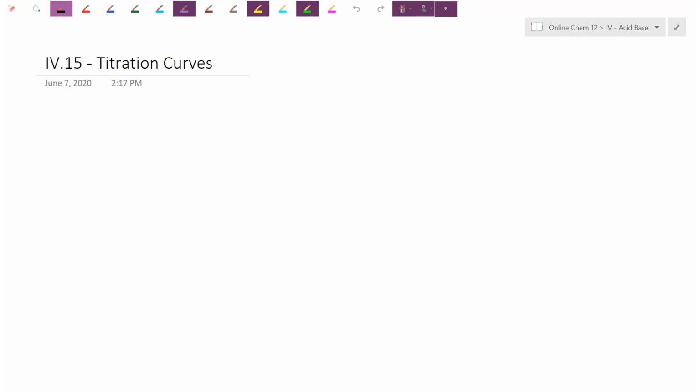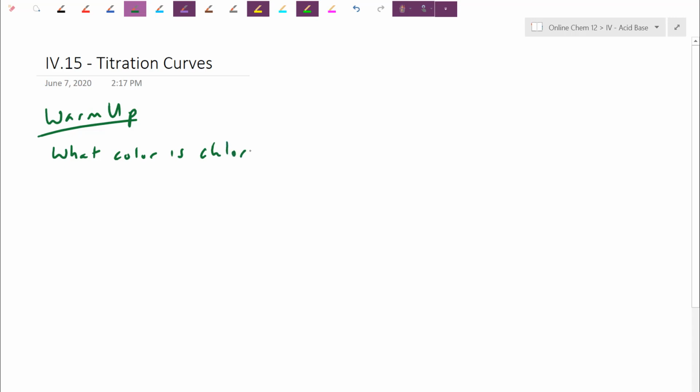So just let me start you off with a quick warm-up here. We're going to be utilizing these indicators to have another look at our titrations. For this one, I want you to find for me what color is, here's an indicator, chlorophenol red in a 0.050 molar HCl solution. And I want you to calculate the Ka value.